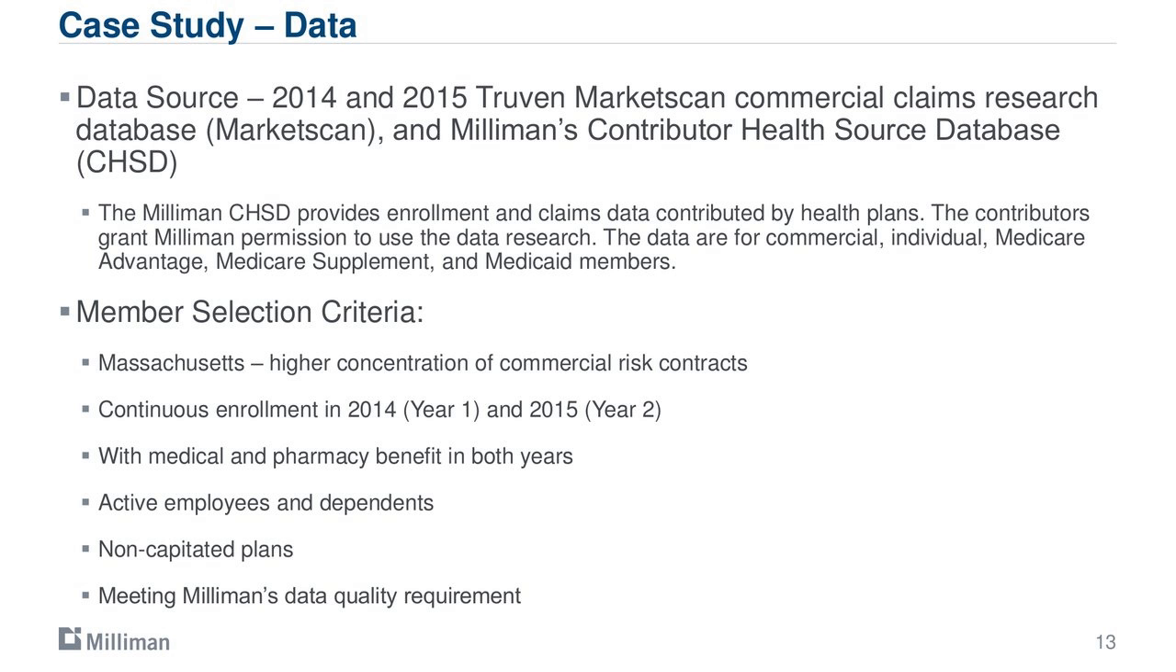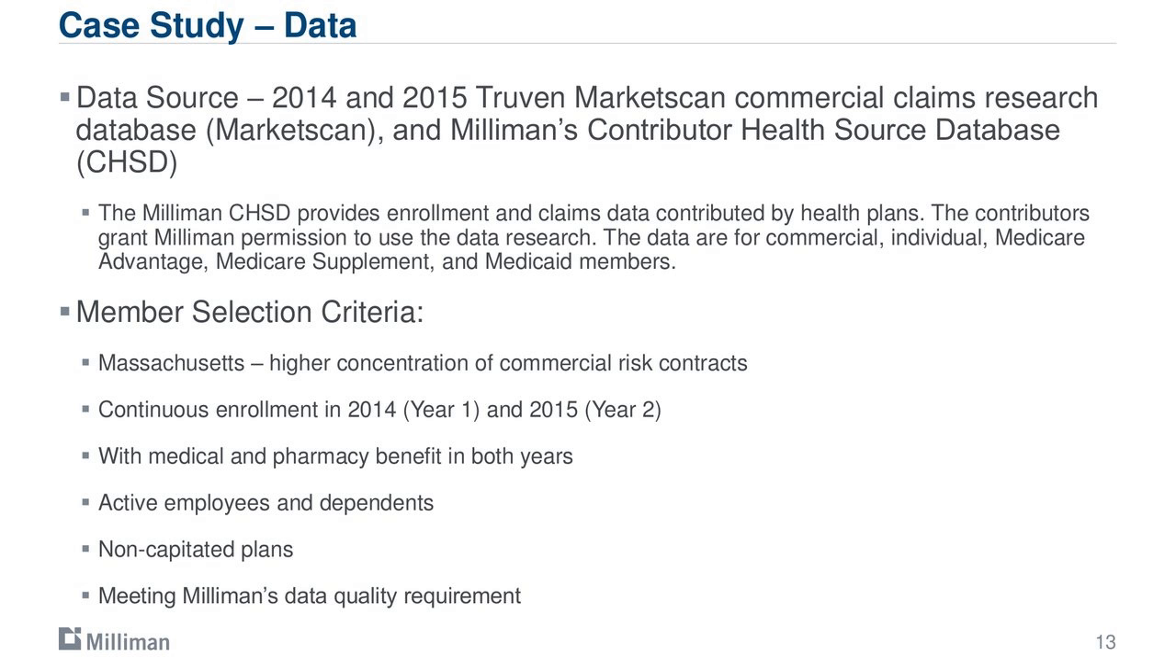So here, going into a case study. We took the 2014 and 2015 MarketScan data. MarketScan is a fairly well-known national benchmark data set for commercial claims, and we combined it with Milliman's own Consolidated Health Source Database, the CHSD. This is proprietary data, and the size is comparable to MarketScan as well. The layout and so on are all fairly consistent.